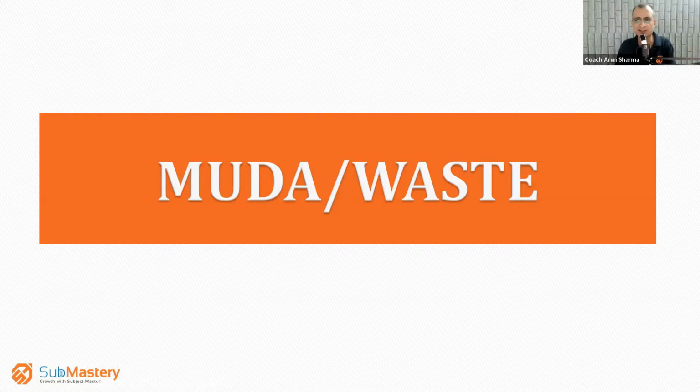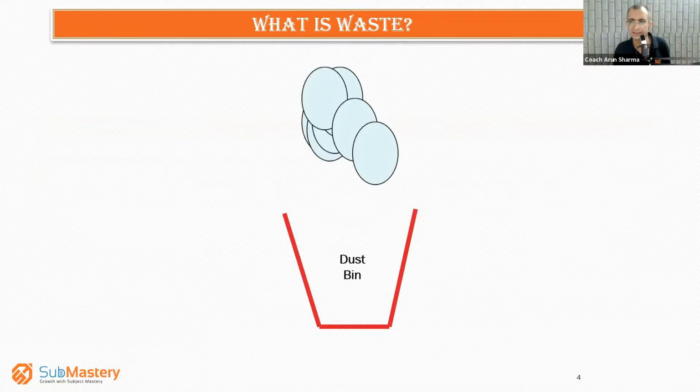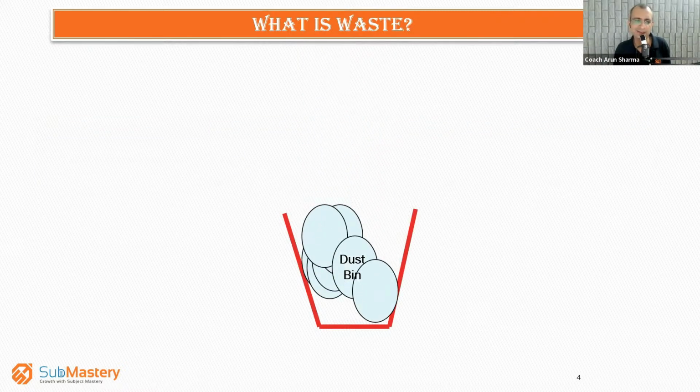Waste. So learn what are the seven types of MUDA, and what the 3M stands for. So let us try to understand. Most of the time we think that whatever we are throwing in the dustbin is the only waste in an organization, or there is some waste which we can't see. It's not like that. Whatever you are throwing in the dustbin is not the only waste. There are so many wastes happening within the organization.